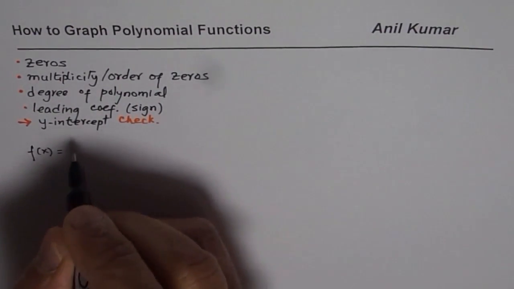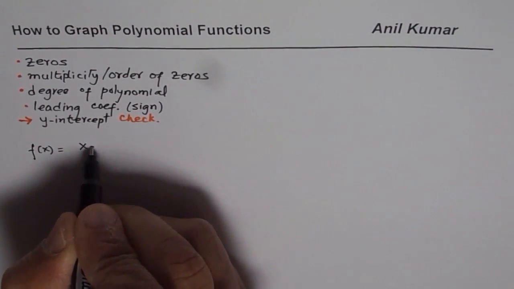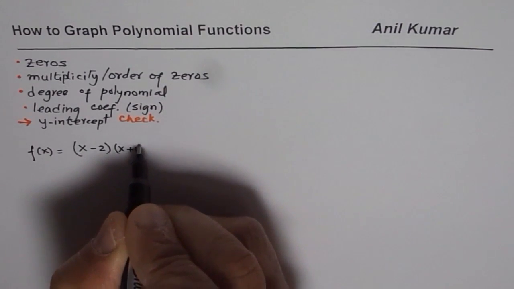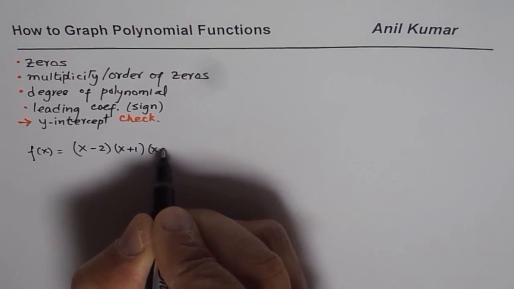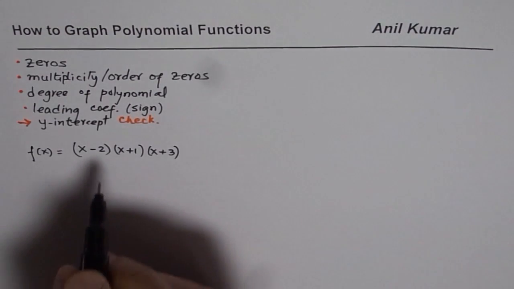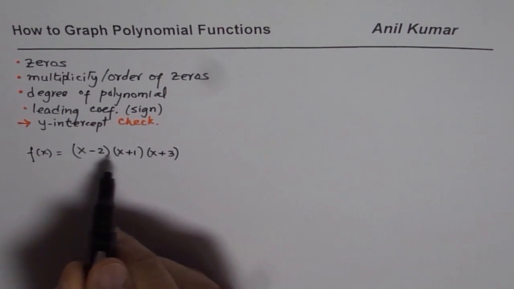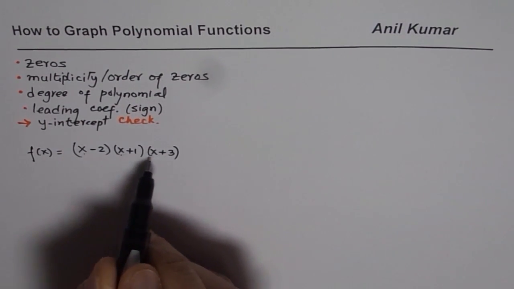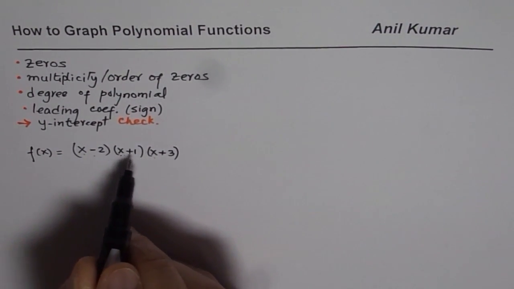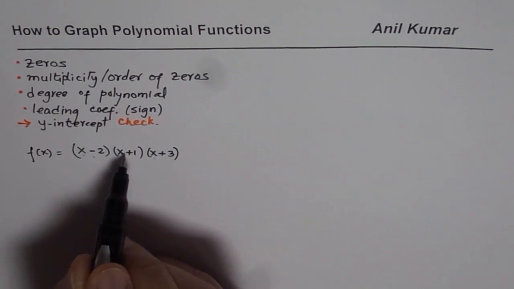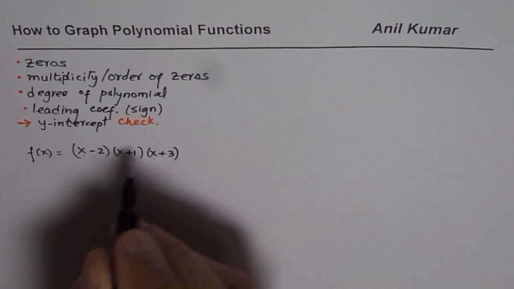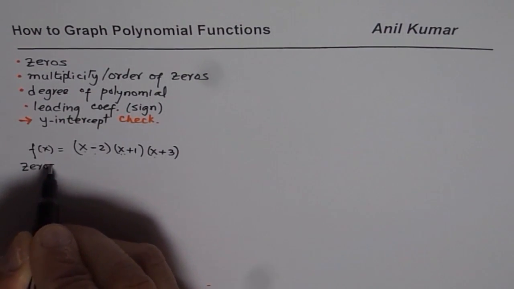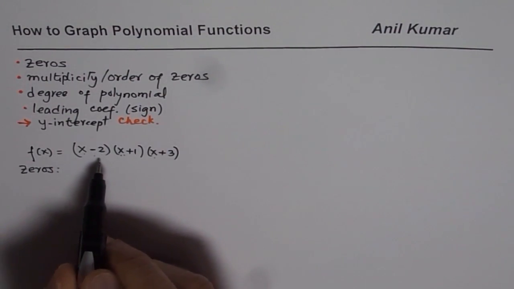Let us say f of x is equal to x minus 2 times x plus 1 times x plus 3, let us say, right? Now that is a polynomial whose degree is 3, leading coefficient is positive 1. Zeros we can see are 3 different zeros, and each zero is of order 1, right? So here let's write down what we have. We have zeros. I'll write down zeros with their multiplicity in brackets.